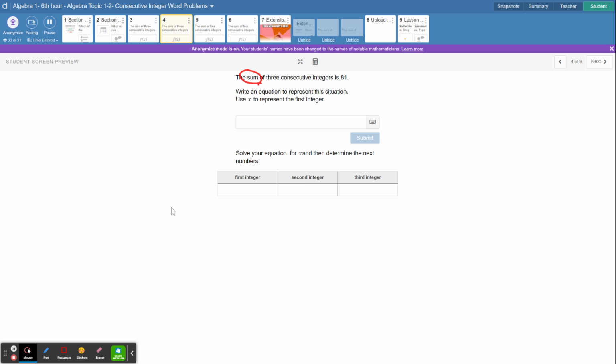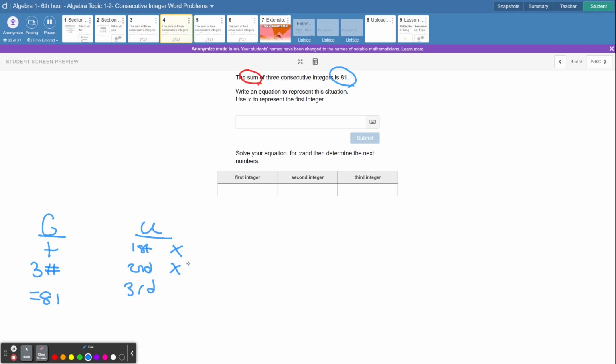All right, on slide number 4, we're going to do exactly the same setup. We're still going to do the GUESS method. We're going to write the given. Remember, sum means adding. We're going to deal with 3 numbers, and then the total is 81. The unknowns are what we don't know. We don't know the first number, the second, or the third. So you want the first to be the variable x, x plus 1 for the second number, and then x plus 2 for the third number.